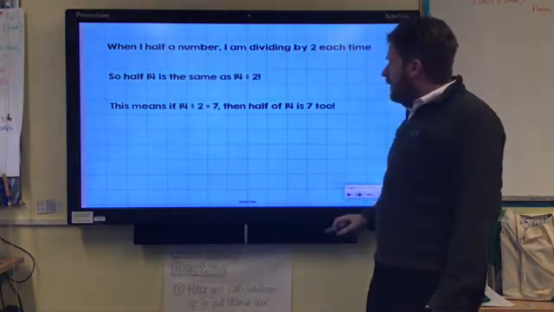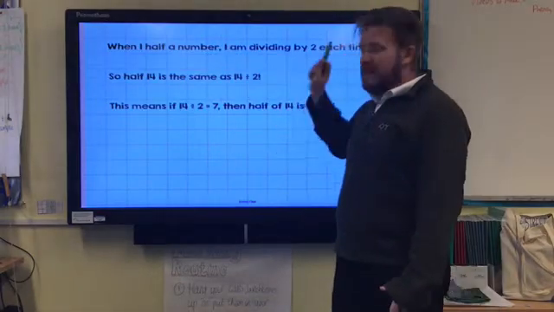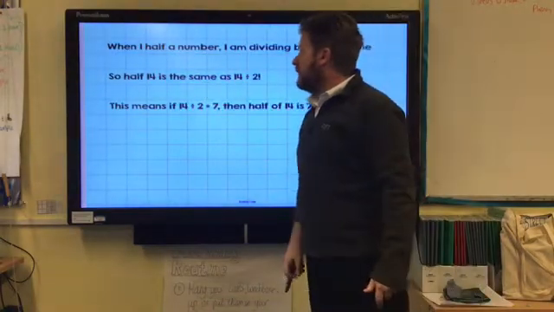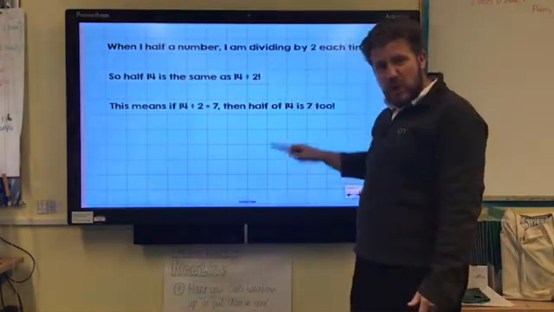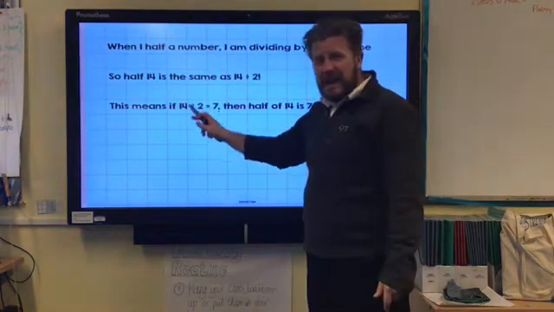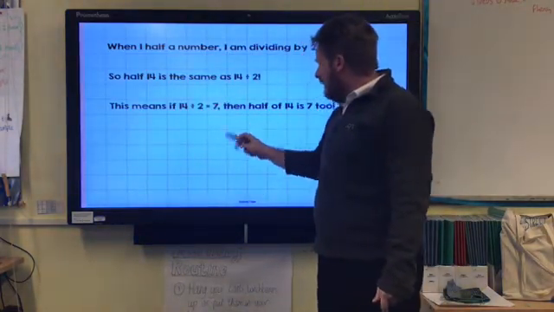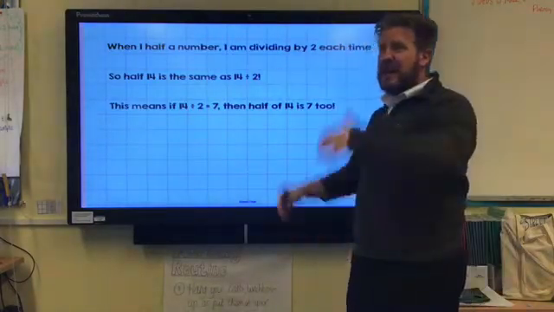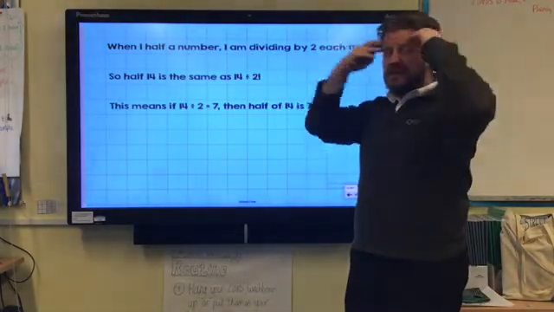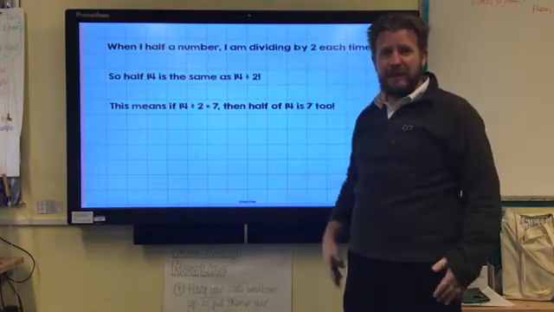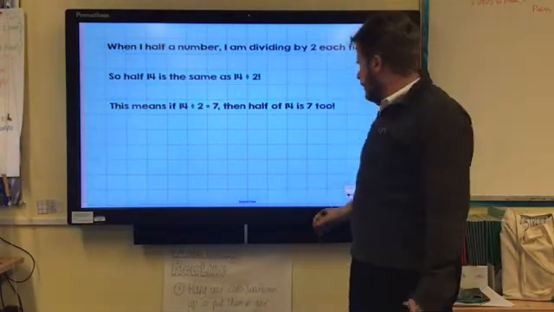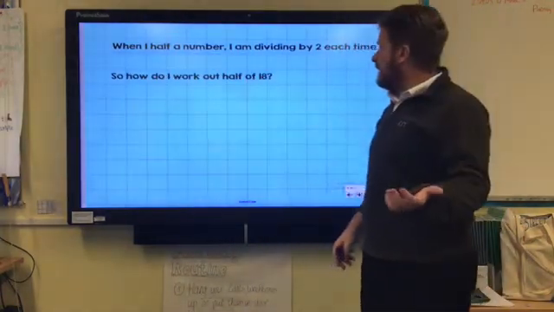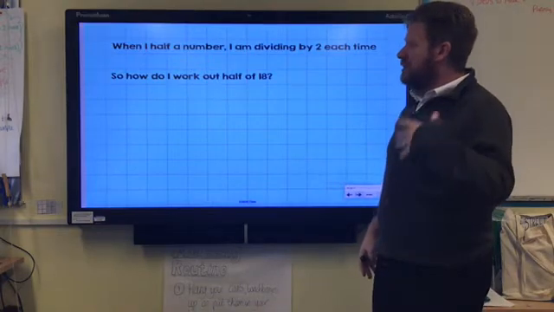Let's have another look at another one. So, when I half a number, I'm dividing by 2 each time. So, if half of 14 is the same as 14 divided by 2, that must mean if 14 divided by 2 is 7, then half of 14 is 7. If I say to you half 14, in your head, 14 divided by 2 is 7, so half 14 is 7. Look at that. We're learning. We're doing good stuff. So remembering when I half a number, I'm dividing by 2 each time.